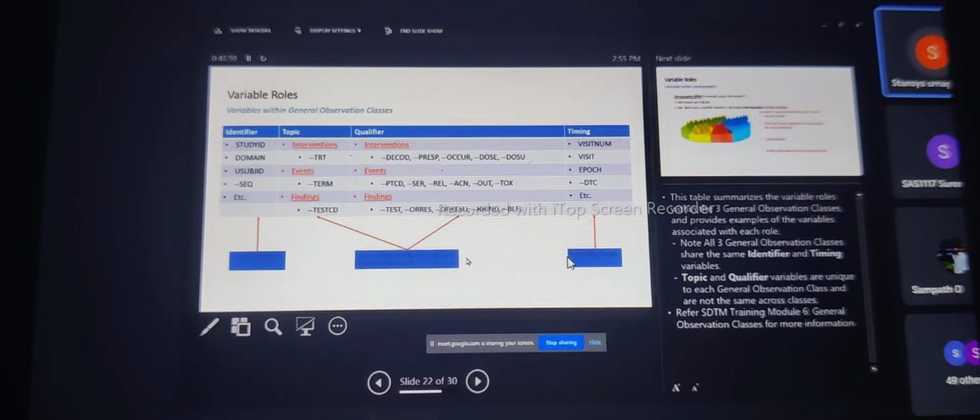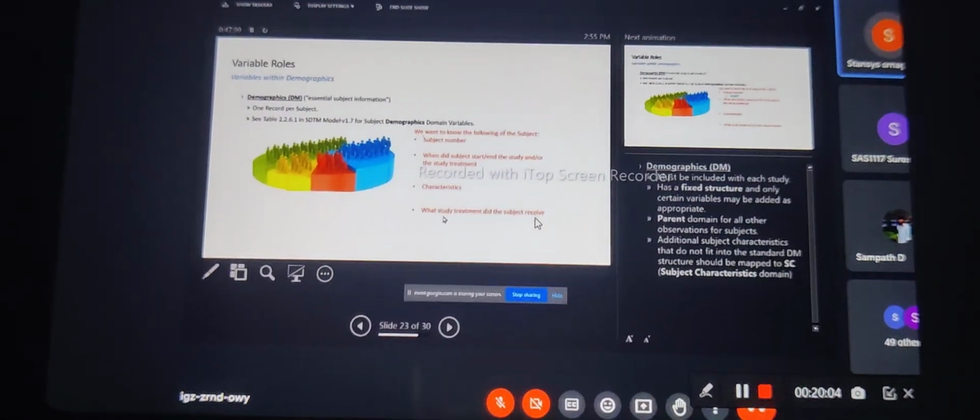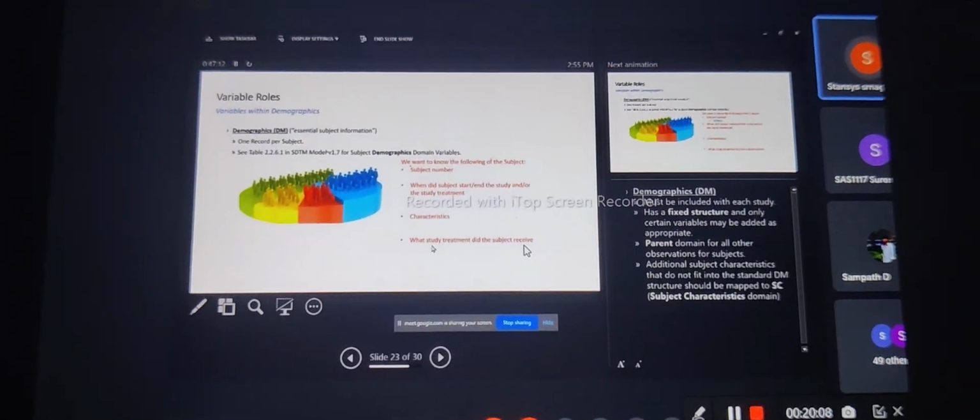Yeah, just what we discussed, those are the things. It's not any new thing. You might all be aware of these things, but it's a refresh session. Okay. So again, the variables within the demographics, okay, subject level things.